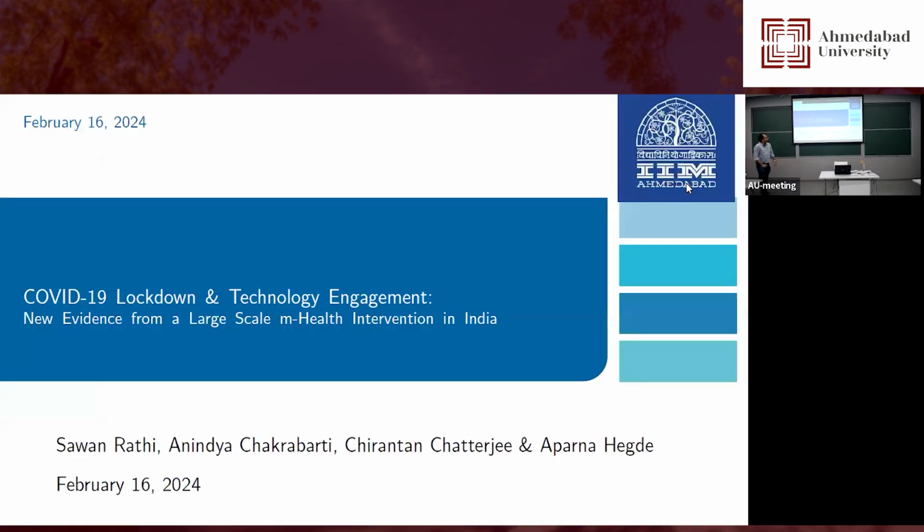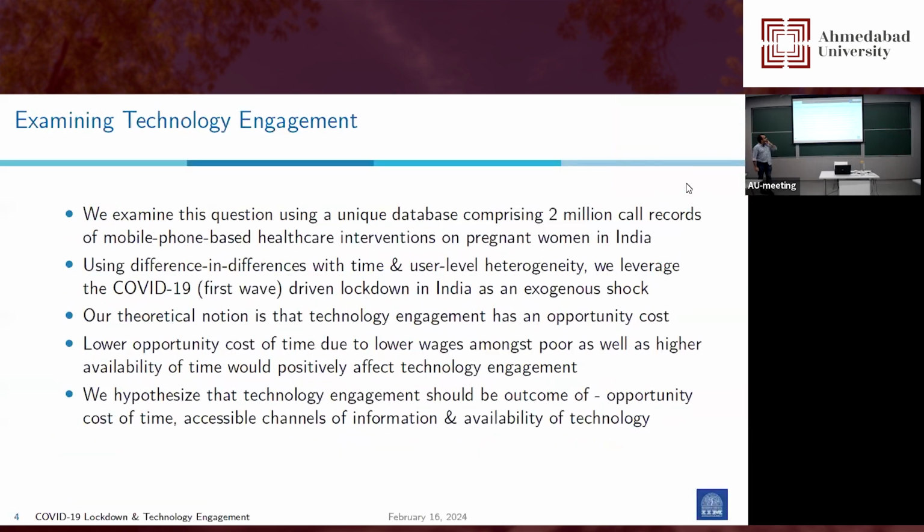All right. So both of these projects are with my long-time collaborator, Chirantan. Sawan was my PhD student here at IIM. He's joining IIT Bombay in, I think, a month's time. Aparna is a physician, a very accomplished one, and she runs this NGO. After we started to talk to her, we thought that we got a very interesting idea, and I'll describe what it is. Let me first tell you what she does.